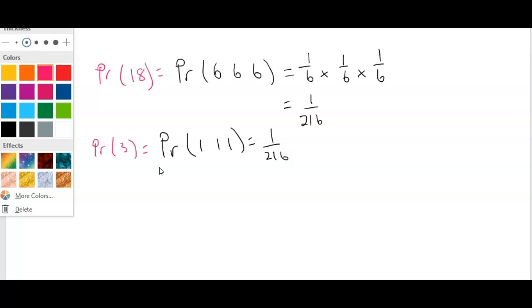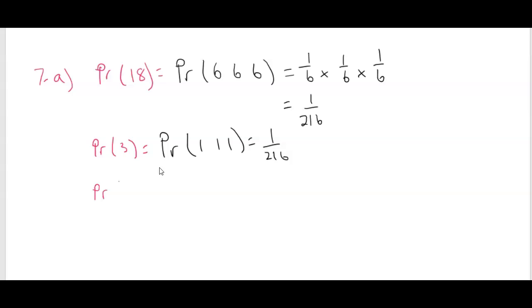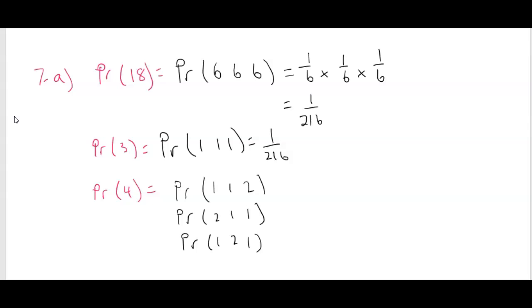Okay, so the probability that the sum is 4. So when you think about your 3 dice, you can have a 1, 1, and a 2. You can have a 2, a 1, and a 1. And you can have a 1, a 2, and a 1. Now, because they're independent, the probabilities are going to be the same as they were here. So they're all still going to be 1 over 216.